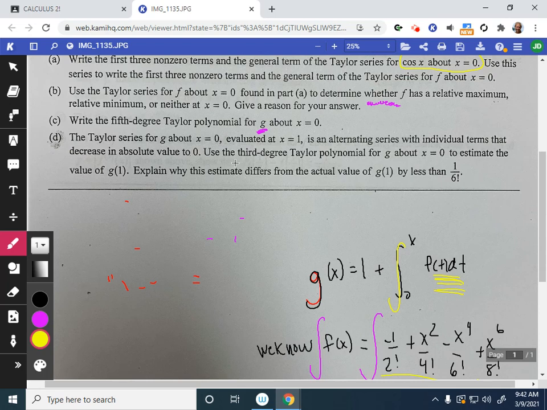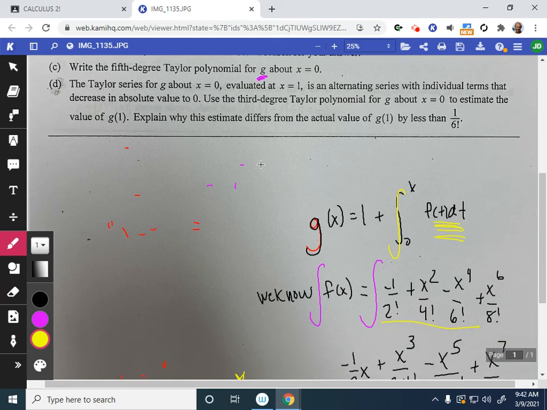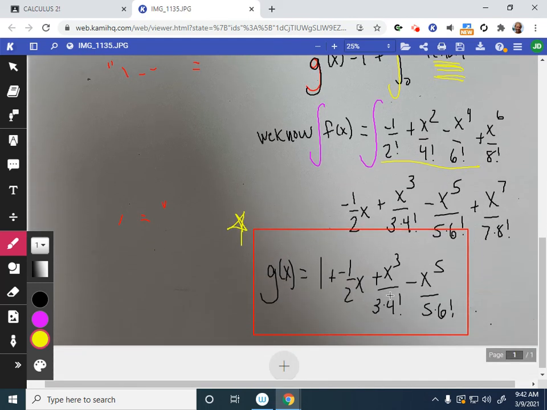Okay, part D, the Taylor series for g evaluated at x equals 1 is an alternating series with individual terms that decrease in absolute value to 0. This is just basically setting me up for error and telling me that my error is going to be found by taking the next term. So use the third degree polynomial. So that means to find error, find the next term, find the value of the next term.